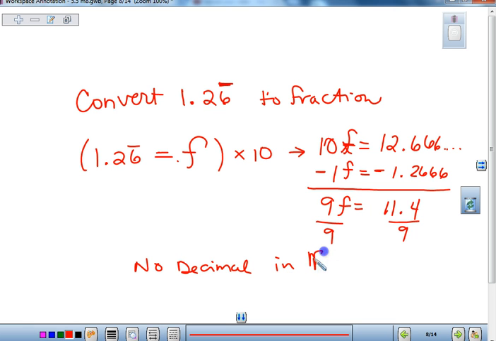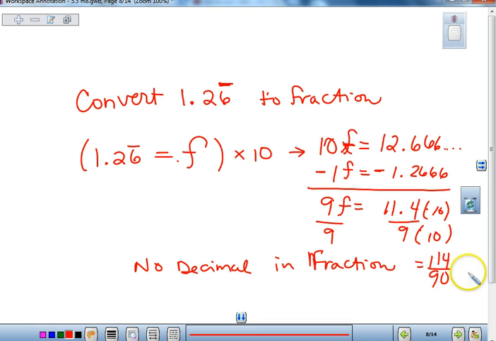Mathematicians don't like that. And you, my friends, are mathematicians. So no decimals in a fraction. So if I can't have a decimal here, I want to think, well, what would I multiply by in both the numerator and denominator so that I don't have a decimal? And if I multiply this by 10, I will now get 114 divided by 90.